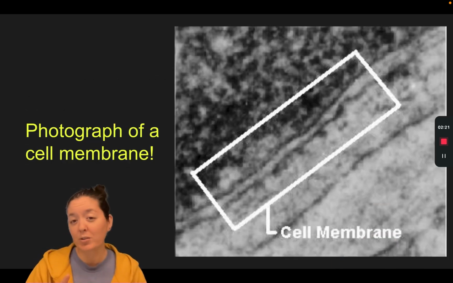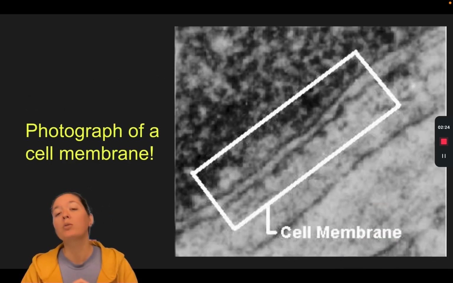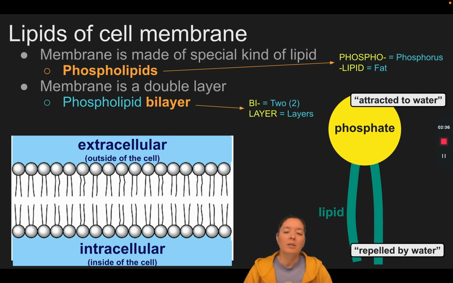This is a really cool picture. It's an actual real live picture of a cell membrane, and I think that's so crazy cool that we have a physical picture, an actual picture of a cell membrane. Technology.